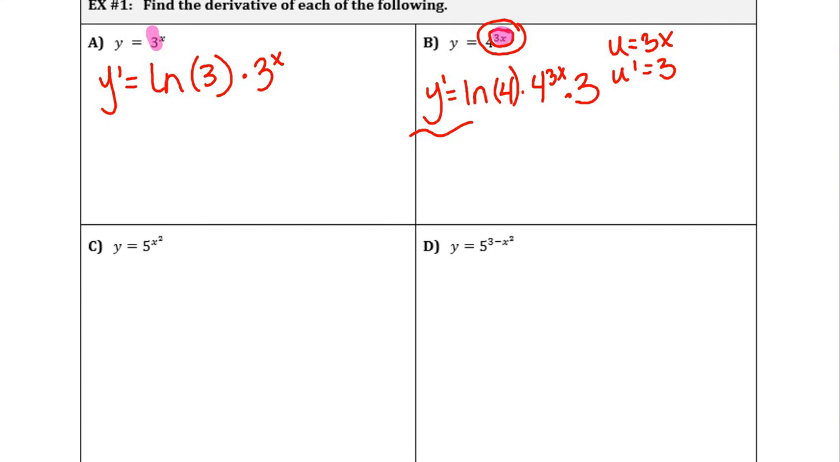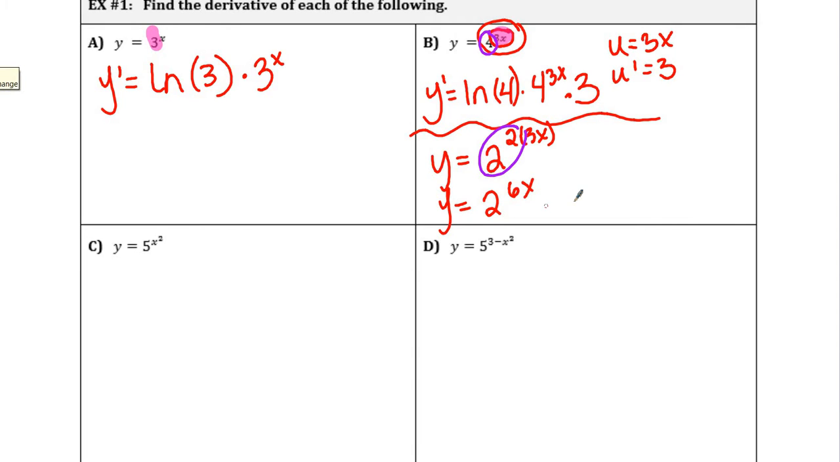Now, a more simplified way of looking at this, so that we don't create this mess right here, is we know that 4 is a perfect square. So I could rewrite 4 as 2 squared to the 3x. Essentially what I have is 2 raised to the power of 6x. All I've done is rewrite this perfect square base as 2 squared, because 2 squared is 4. And then I can just take the derivative the same way.